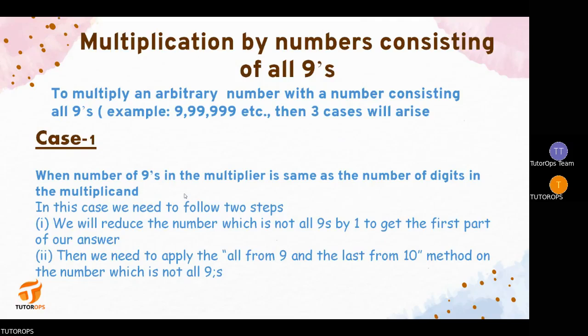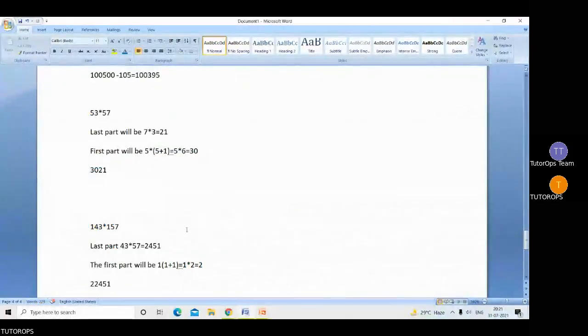Now, in the first step, when the number of nines in the multiplier is same as the number of digits in the multiplicand, we need to reduce the multiplicand, the number which is not all 9, by 1. So if there is 16, I need to put it as 16 minus 1, that is 15. Then we need to apply the all from 9 but the last from 10 method on the number which is not all nines. So let me take example of it.